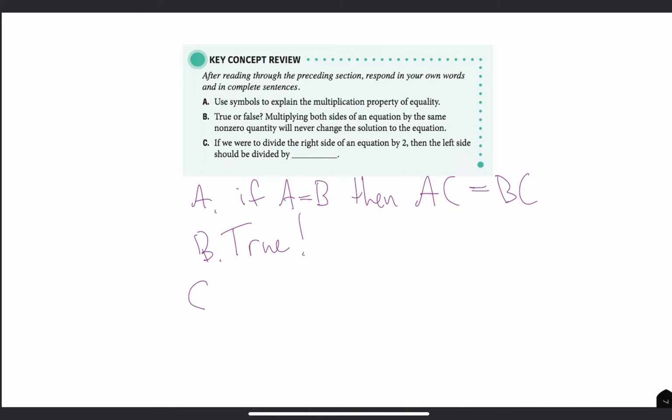All right, let's have a look at C. If we were to divide the right side of an equation by 2, then the left side should be divided by 2. That's right. The exact same value. If you divide one side by 2, you have to divide the other side by 2 so that they remain equal.